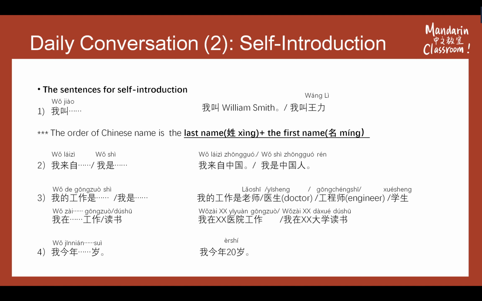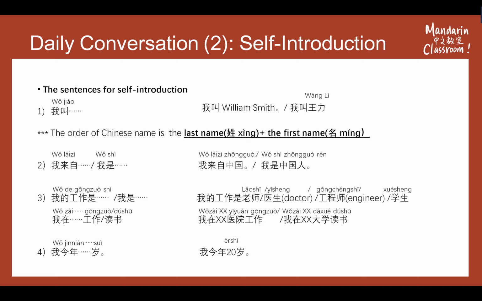Okay, and then we're going to introduce yourself. Where are you from? Because you may meet a lot of different persons from different countries. So for the self-introduction, you have to introduce where you are from. So the first sentence is 我来自. It means I come from, and plus the country. And second way, you could say I am 我是.